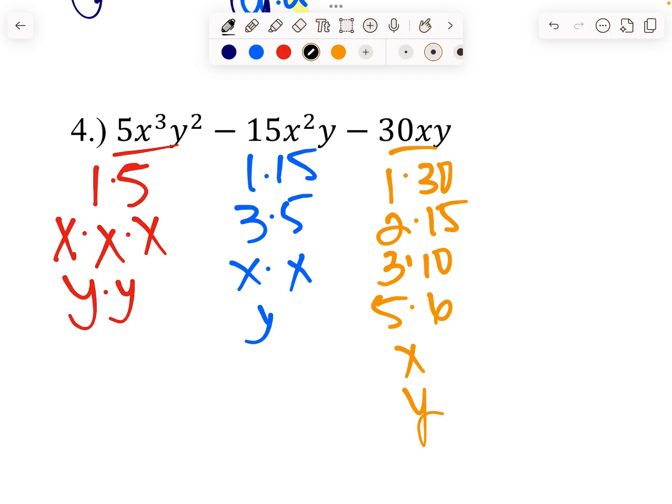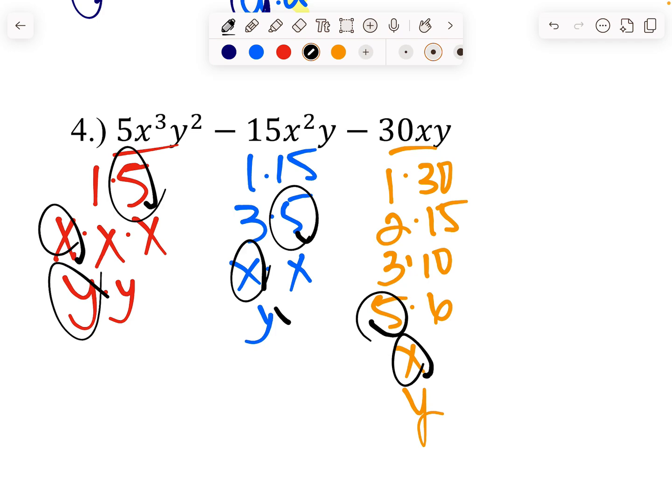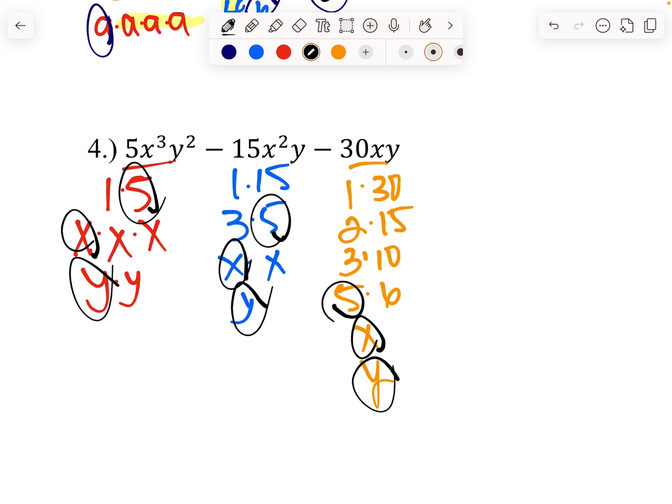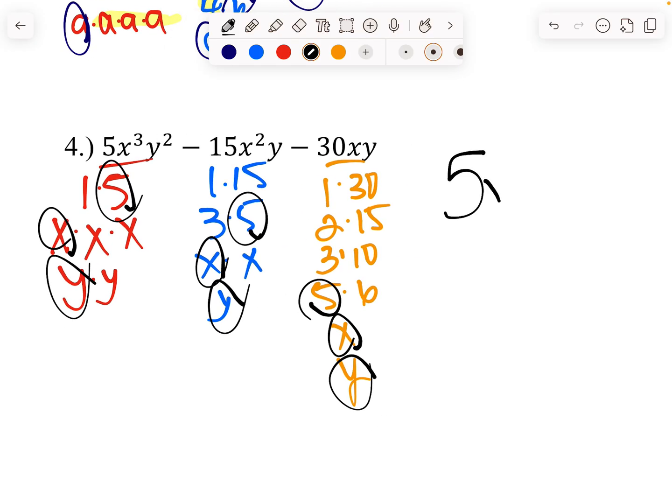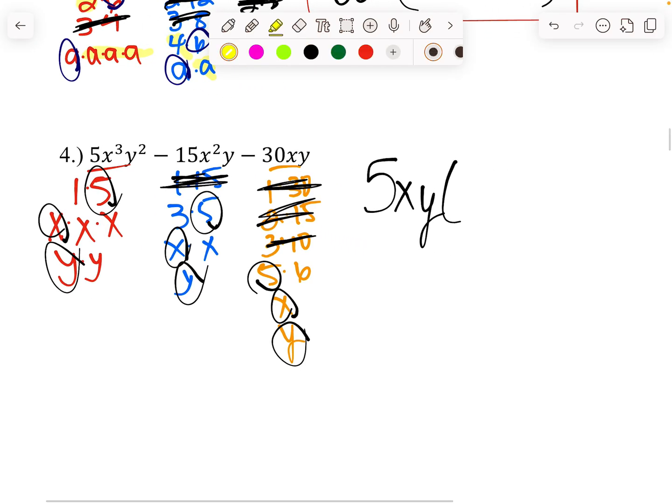So again, looking to see what is the biggest number they all have in common, which is going to be a 5. They all have a single x and a y in common. So GCF is 5xy. So now, if I like to do my list, I'm going to cross out all of my combinations that I didn't use, and I'm going to see what is left behind.